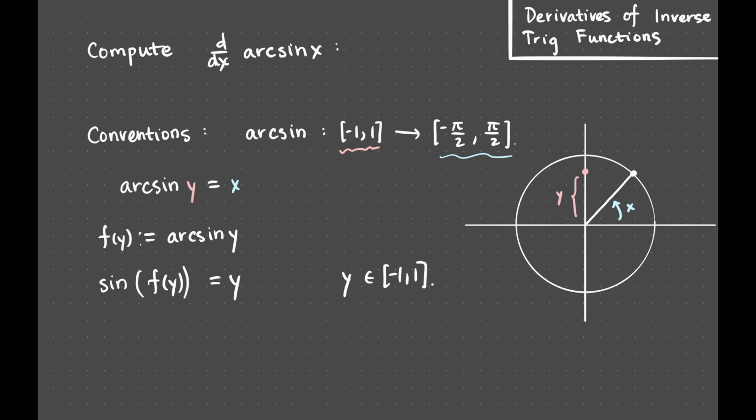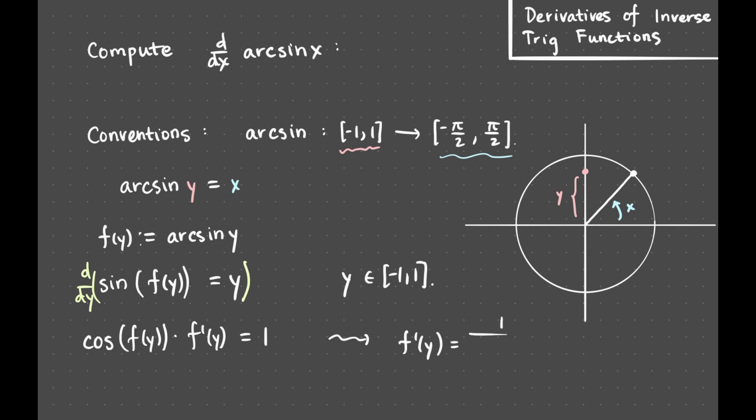To find the derivative of f then, we can differentiate this identity on both sides with respect to y. On the left, we'll use chain rule. Since the derivative of sine is cosine, we obtain a derivative of cosine applied to f of y times the derivative of f. On the right, we just get 1. At this point, we recognize it's possible to solve for f prime of y, and we get f prime of y equals 1 over cosine applied to f of y, or 1 over cosine applied to arcsine of y.